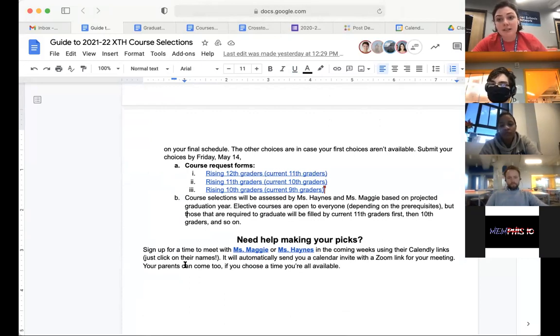The classes that you need to take, you need to prioritize those and put them as your first choices for your electives. So Spanish, or if you aren't in Lifetime Wellness right now, then Lifetime Wellness, you need to prioritize that. But then everything else is up to you.